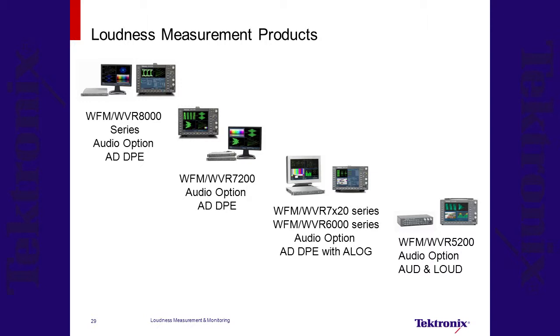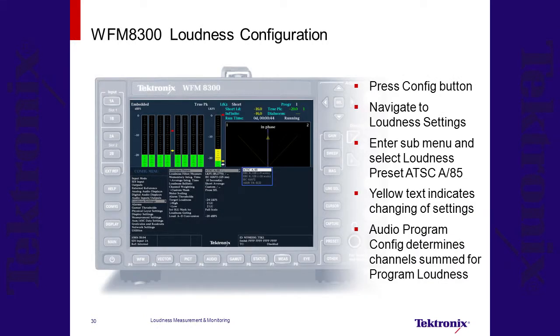In the next few slides, we'll provide details on how to make loudness measurements on the WFM 8300. However, the configurations and settings are very similar between the various products. To configure the WFM 8300 for loudness measurements, press the Configure button to enter the configuration menu and navigate to the loudness settings submenu. Within this submenu, there are a variety of settings that can be configured by the user. To simplify operation, there are several loudness presets with pre-configured settings. Select the ATSC 85 settings to load the configurations that are in compliance with this recommended practice. When the preset is loaded, the values that are changed by the preset are shown in yellow.